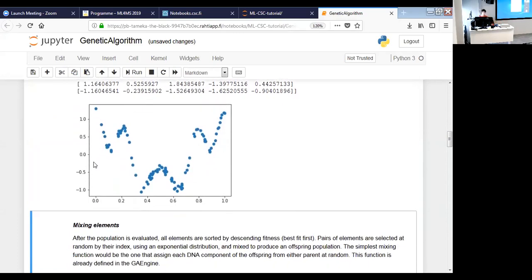Now, the genetic algorithm would evaluate how good our models are at reproducing this data. And then it's going to sort them. The best ones are going to be first, and then gradually the worse and worse.